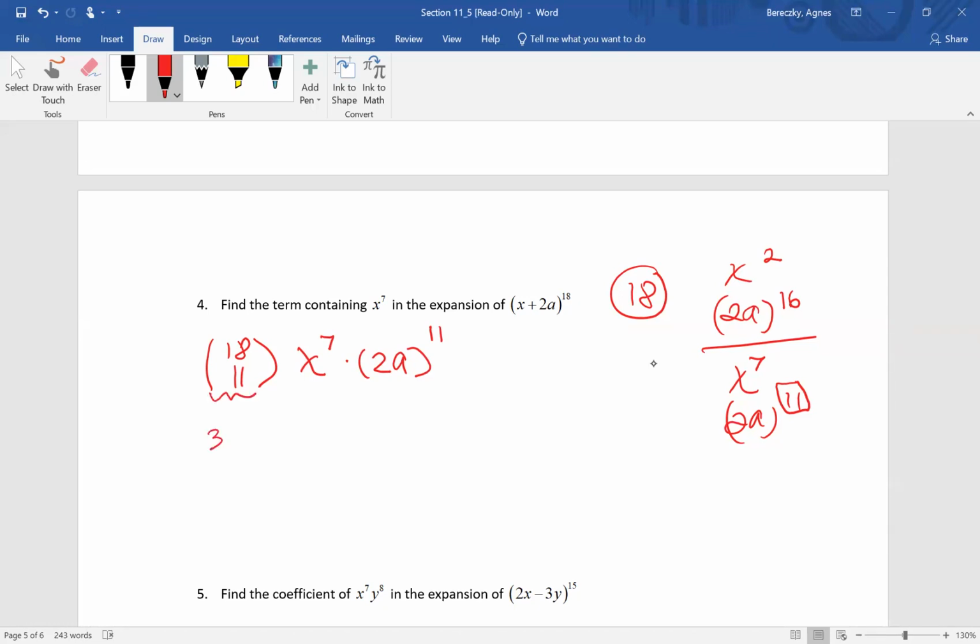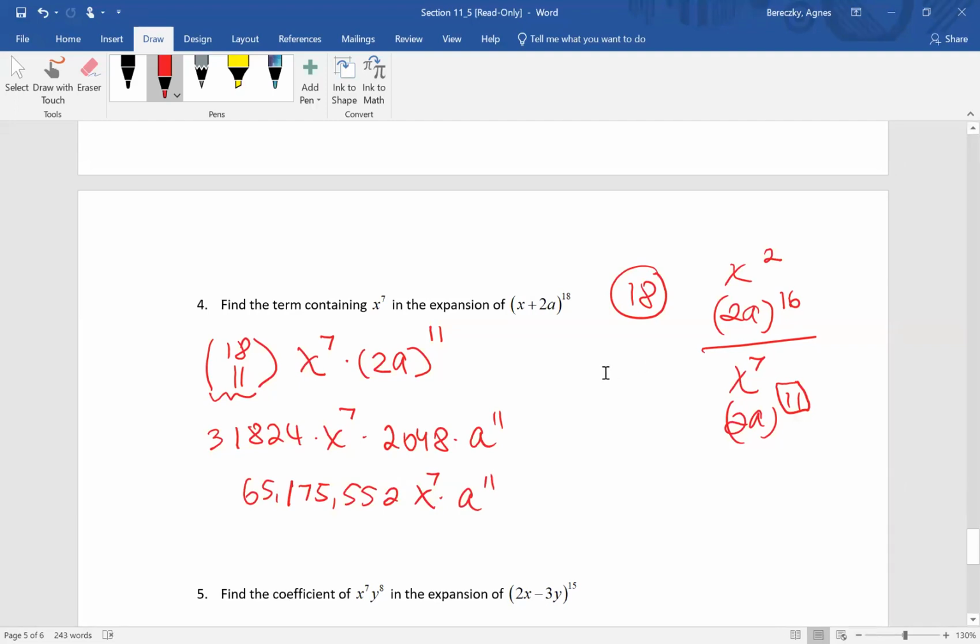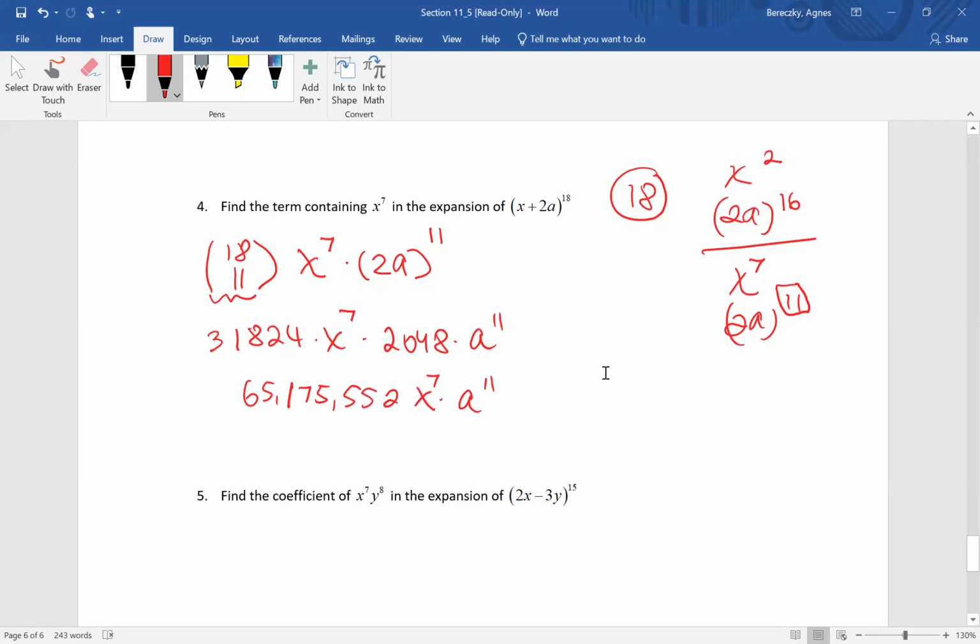We will get 31,824 x to the 7, and then 2 to the 11th power is 2,048, a to the 11, and of course, multiplying these two numbers, it's really big. 65,175,552, x to the 7, a to the 11. That would be your final answer for this problem number 4.